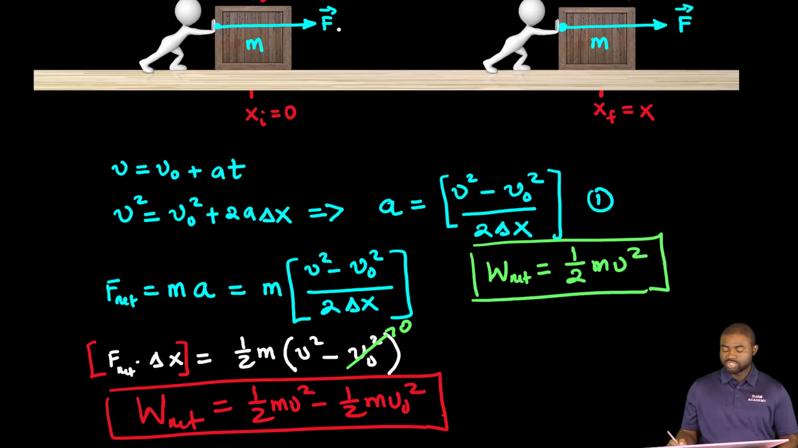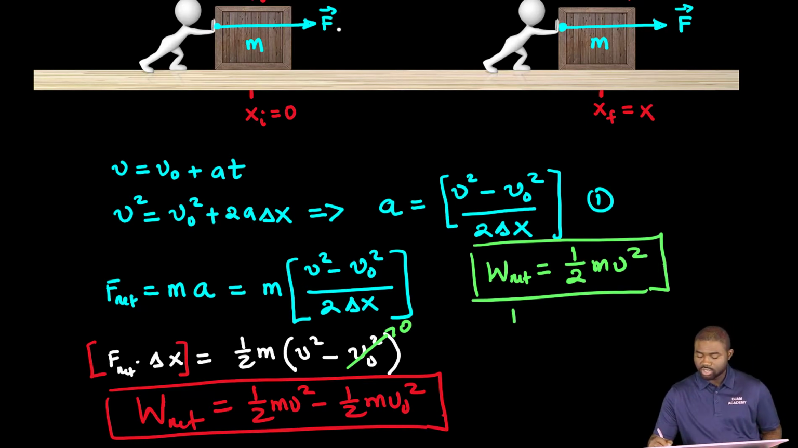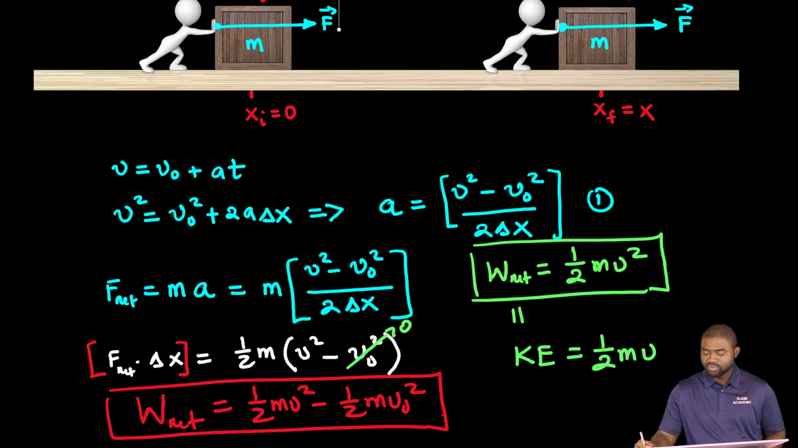And what did we say? We defined the kinetic energy of an object as the work done to accelerate that object from rest to a particular speed v. And hence, this work done is therefore equal to the kinetic energy of that object. So KE is equal to 1/2 mv squared.